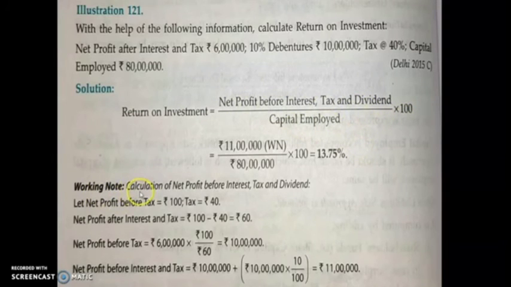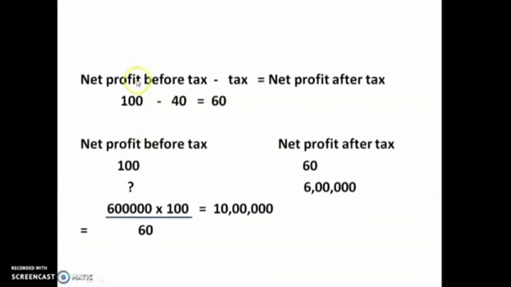To calculate the net profit before tax, interest and dividend, you have to show the working note. You can see here net profit after interest and tax is given. But as per your solution, you want net profit before interest, tax and dividend. So go for a working note. Now let us assume that net profit before tax is 100 and you have been given that tax is 40%. Net profit before tax is 100, we have assumed that. Tax is 40. So before tax, your profit was 100. After paying 40 rupees tax, what is your net profit now? After tax, it's 60.